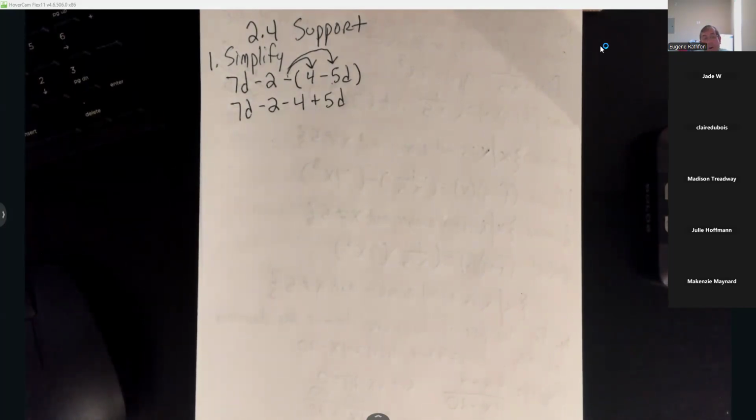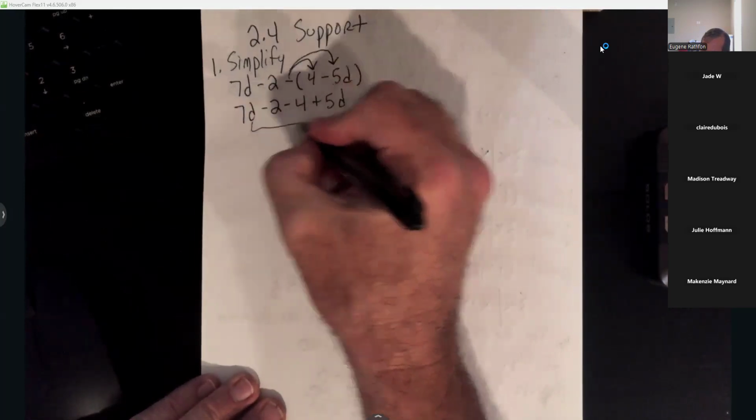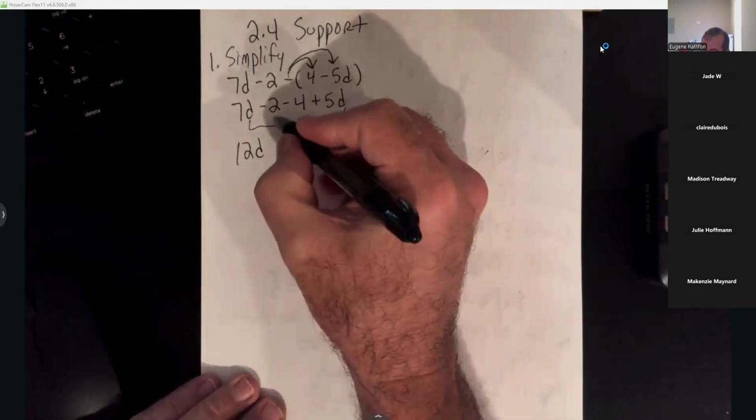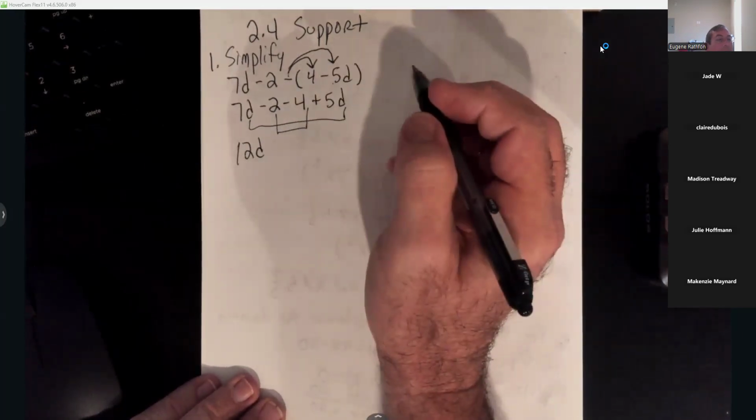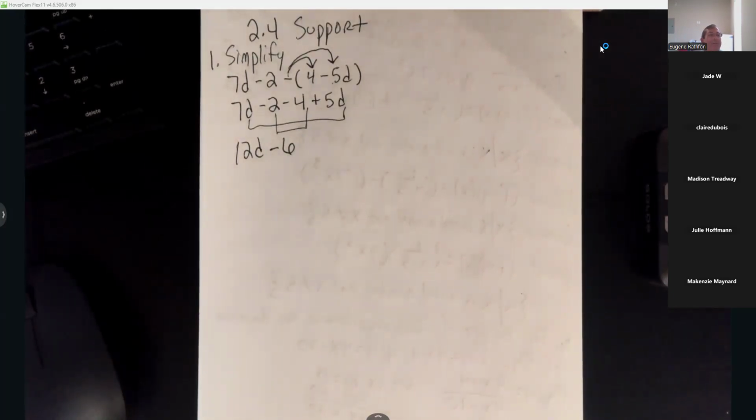So, can you go further? And if you can go further, what would you get? I'm just checking on how you add these like terms together, okay? So let me see. What did you get? 12d, because 7 and 5, that's going to give you 12d. And then negative 2 and negative 4, you're getting a negative 6. Perfect. So 12d minus 6. Good job.